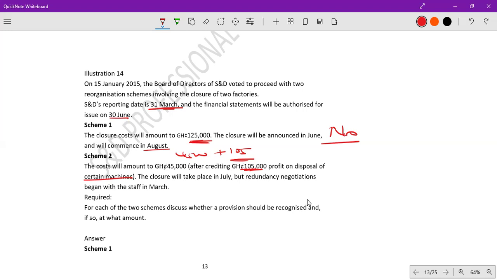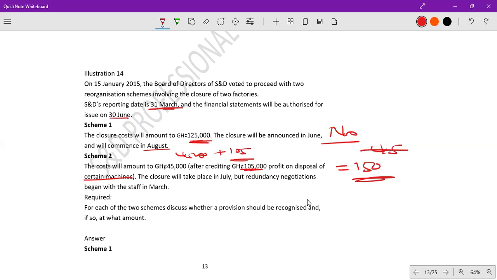Yes, sir. So what will be the amount? 45 plus 105. That will give us what? 150. So 150 should be what? The recognized amount of provision.